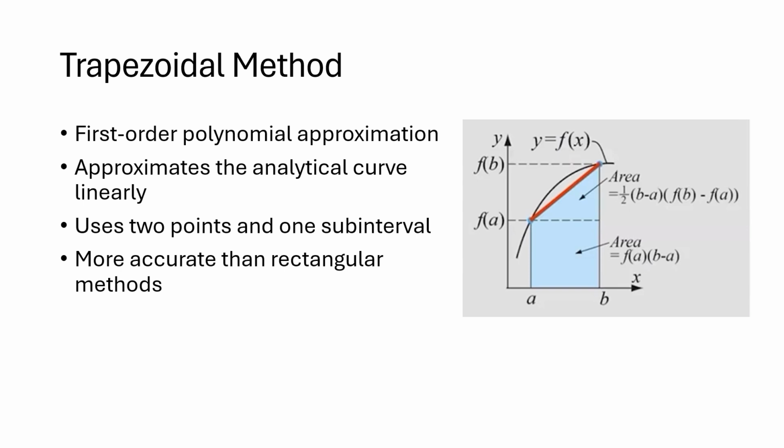The trapezoidal method is a first-order polynomial approximation. Now, what does that mean? This means that the unknown curve is approximated linearly, as we can see right here with the red line. Now, this method uses 2 points and one subinterval. As we can see right here, here's a subinterval, and here are the 2 points that we're analyzing. And this method is more accurate compared to zeroth order methods that heavily overestimate or underestimate the curve.